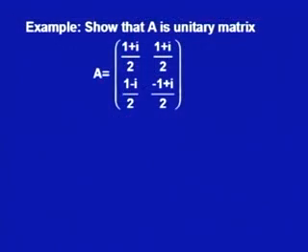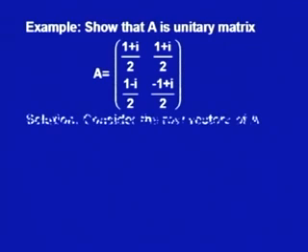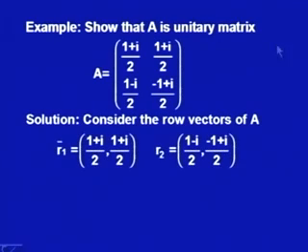Now, in this example, a matrix is given. You have to show that it is a unitary matrix. So, it is a 2 by 2 matrix with complex entries, and what we do is we consider the row vectors of A. They are (1 plus i)/2 and (1 plus i)/2, and the second row vector is (1 minus i)/2 and (minus 1 plus i)/2. So, these are 2 row vectors.